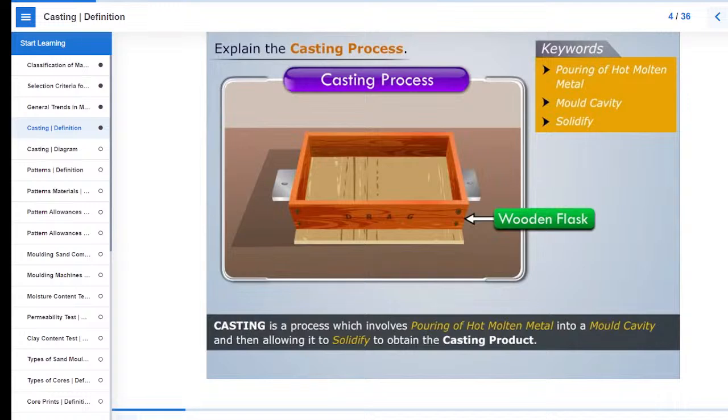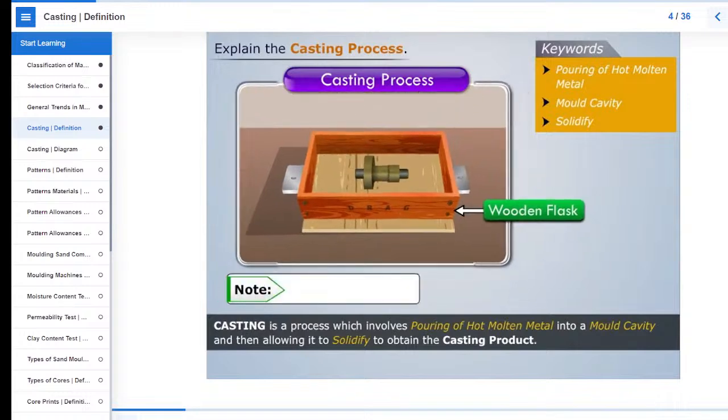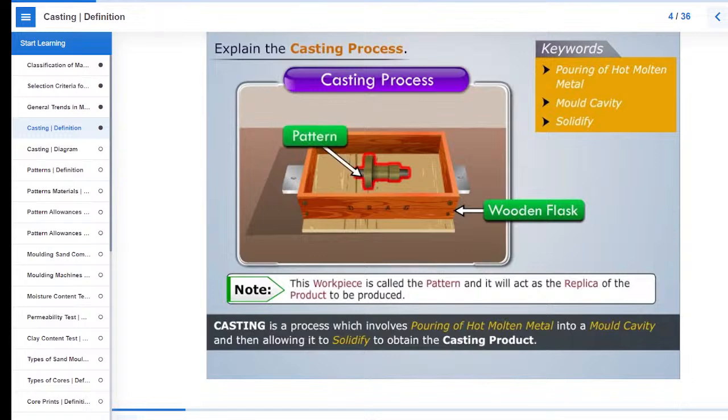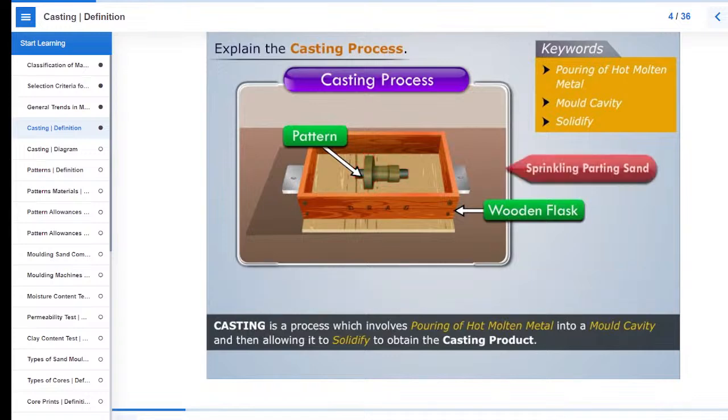Now at the center of the flask, place a wooden workpiece. Note that this workpiece is called the pattern, and it will act as the replica of the product to be produced. Now sprinkle some parting sand in and around the pattern.